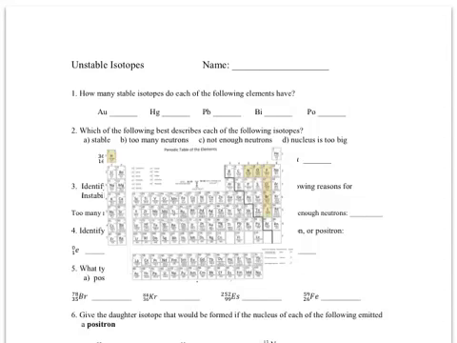Welcome to your unstable isotopes homework, everybody. Let's try question number 1. How many stable isotopes do each of the following have? So most elements have at least one stable isotope.